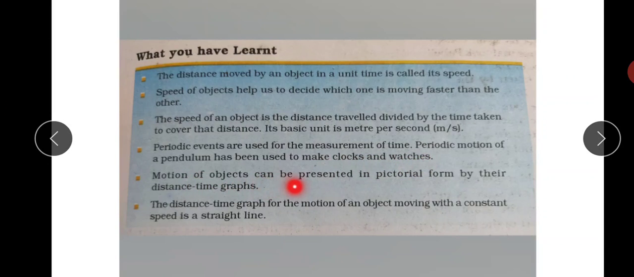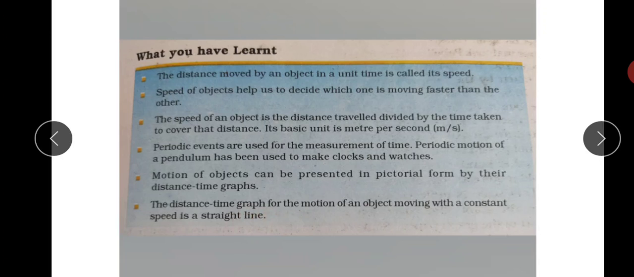Motion of objects can be presented in pictorial form by distance-time graphs. The distance-time graph for the motion of an object moving with a constant speed is a straight line. So these are all the points which we have covered in this particular chapter.